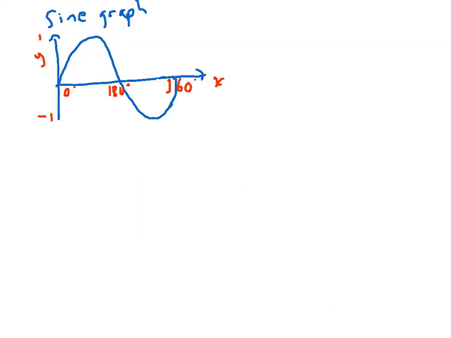Okay, so before we move on to the cosine graph, let's just make a couple of observations about the sine graph. The sine graph has what's called period 360 degrees. Now this is absolutely so important that you remember that. Period 360 degrees, that means it repeats itself every 360 degrees. Okay?